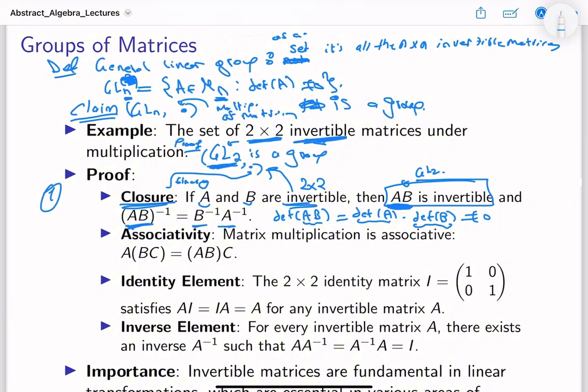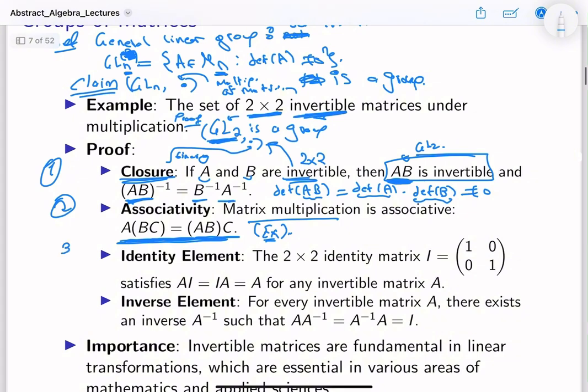So the next thing that we need to check is associativity of matrix multiplication. But again, I take it for granted now that you guys have seen this in linear algebra. This is also easy to check, so I'll leave it for you as an exercise.